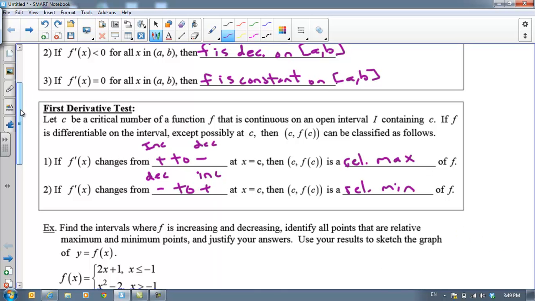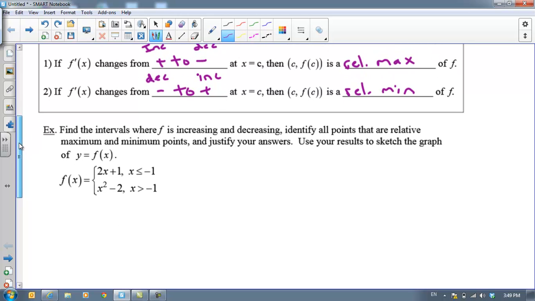So if f prime changes from negative to positive, then we are going to have a relative minimum of f. Alright, so let's take a look at an example here. Find the intervals where f is increasing and decreasing. Let's go ahead and annotate this.